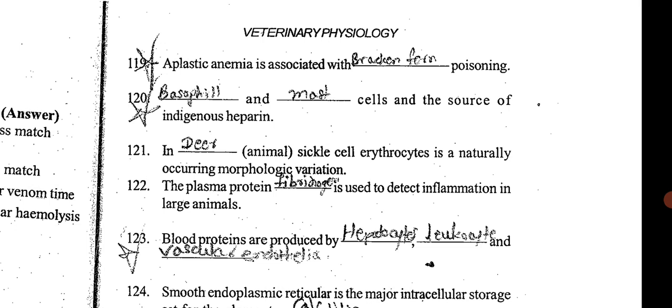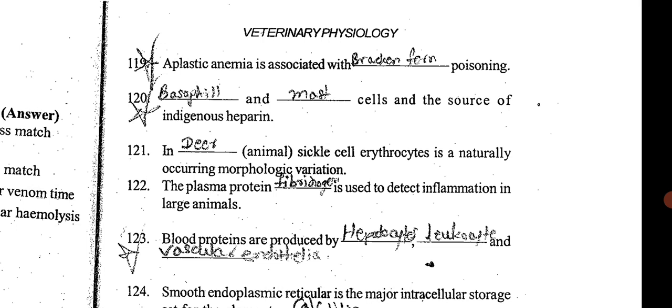The plasma protein fibrinogen is used to detect inflammation in large animals, or simply, fibrinogen is the inflammation detector. Inflammation can be detected in large animals by detecting fibrinogen. The more the fibrinogen, the more the inflammation; the less the fibrinogen, the less the inflammation. So inflammatory response can be detected through the fibrinogen concentration.